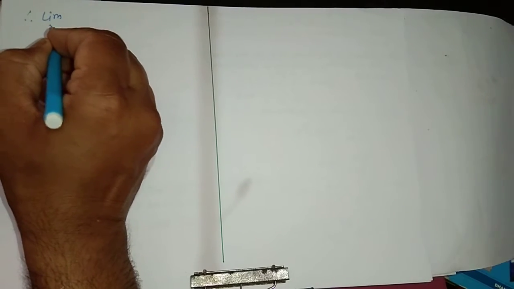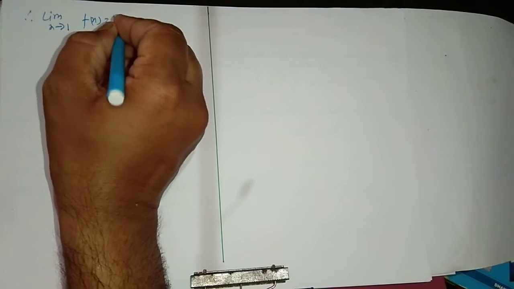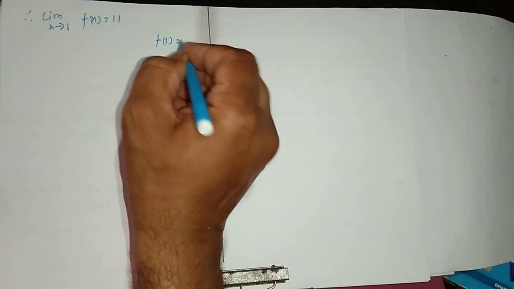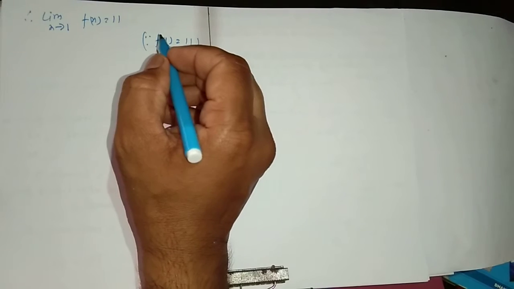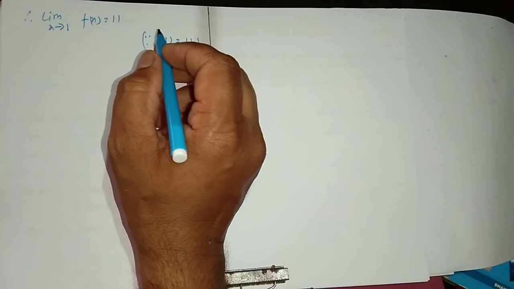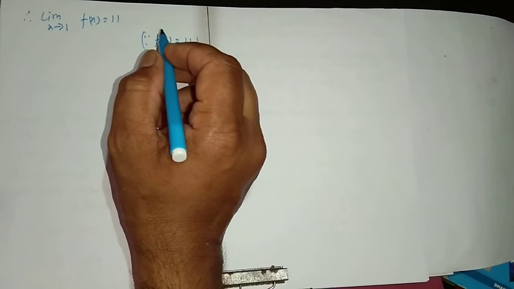Therefore limit x tends to 1 f(x) is equal to 11. Why? Because the function at x is equal to 1 is given as 11. Clear? Okay. Now the function is continuous, so we can write that the left hand limit and right hand limit are equal.